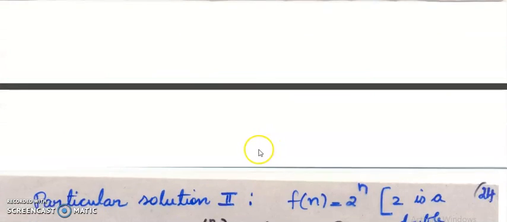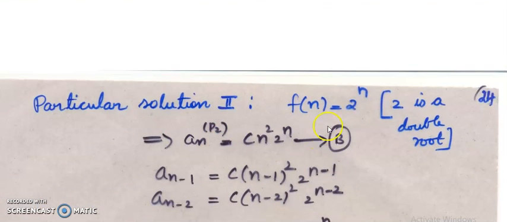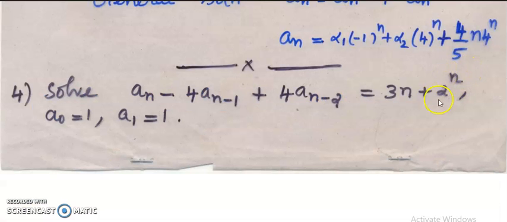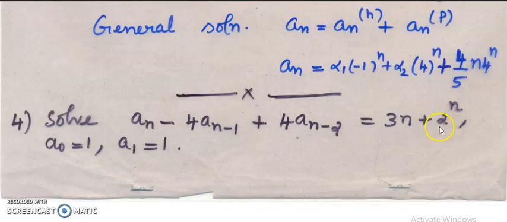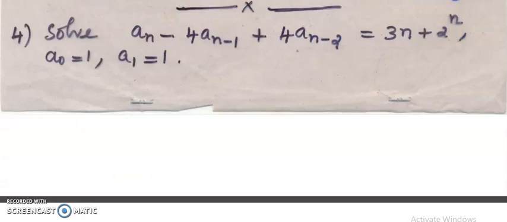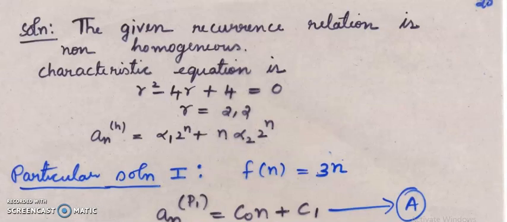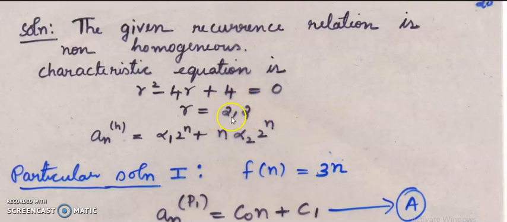Now let us go to particular solution 2. So f of n is 2 raised to n. In the equation we have the second term, 2 raised to n. So for f of n, 2 raised to n, we have to consider whether this 2 is a root of the given equation. Let us verify. We have the characteristic equation, right? In the characteristic equation, 2 is here and it is a double root. 2 is repeated twice, so we call it a double root.